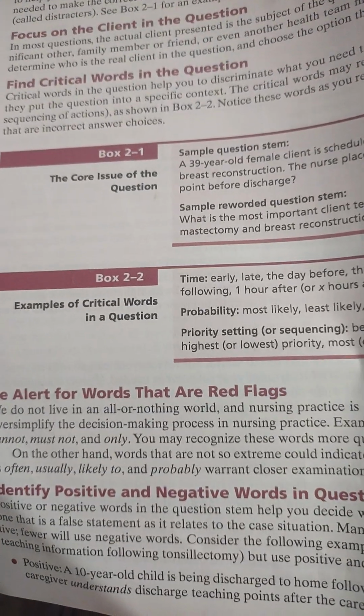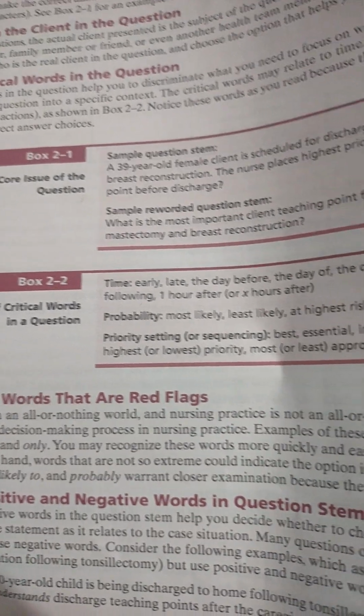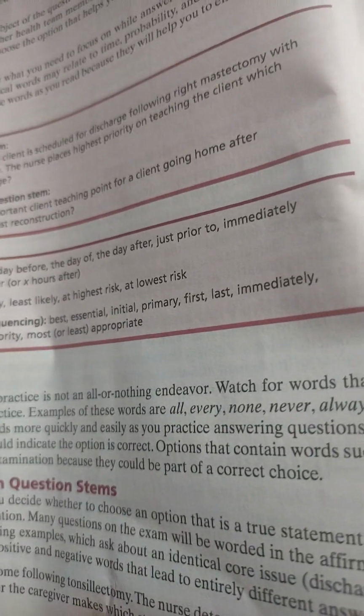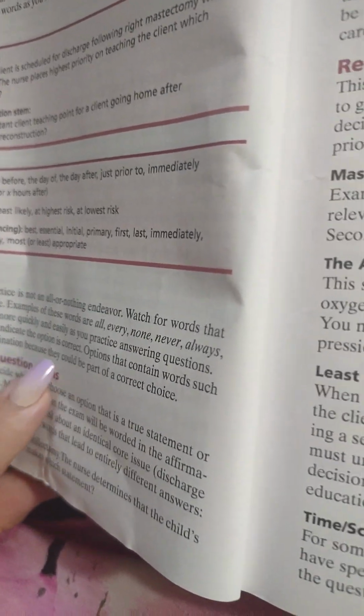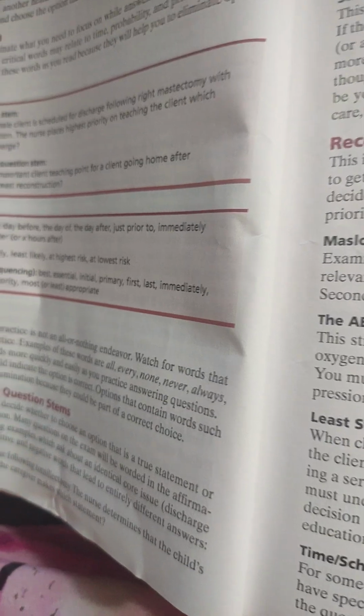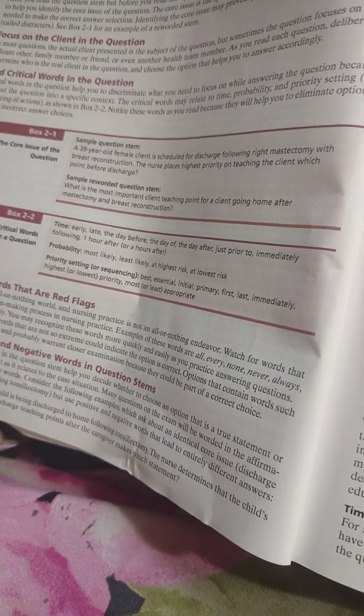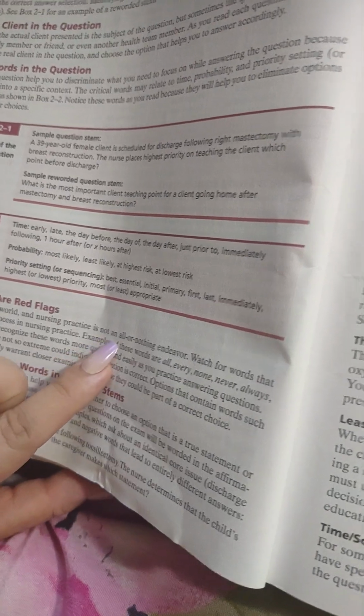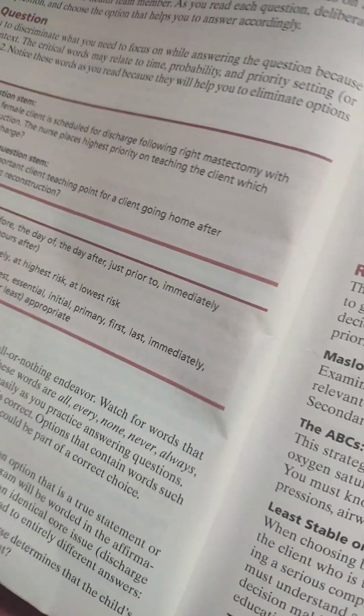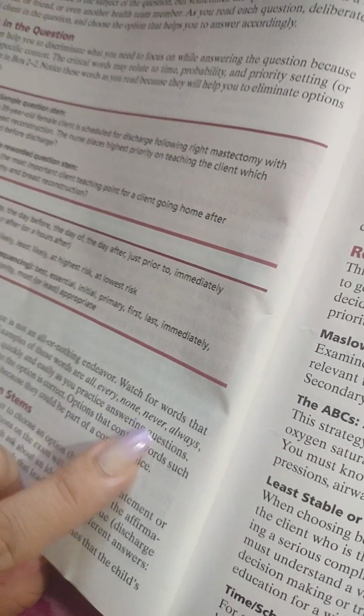There are words that are red flags it talks about here. You want to make sure that you do not pick options that have those words. Those words can be often, usually, likely to, probably. They need closer examination. They could be part of your correct option, but you want to be careful that these are red flags. In an all or nothing world, nursing practice is not all or nothing. Watch for words that include that. Do not pick the options that are all, every, none, never, always, cannot, must not, and only.